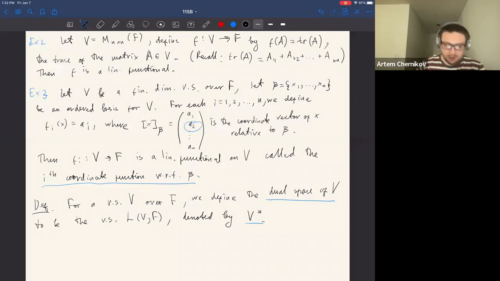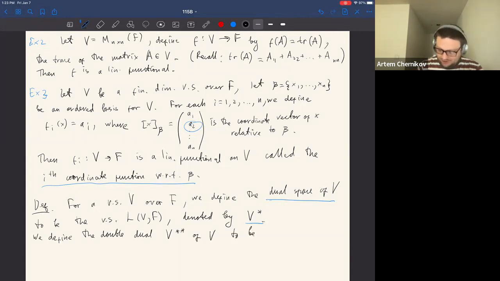Okay. And we also define the double dual V star star of V, okay, to be the dual of the vector space V star, the dual of V, okay.